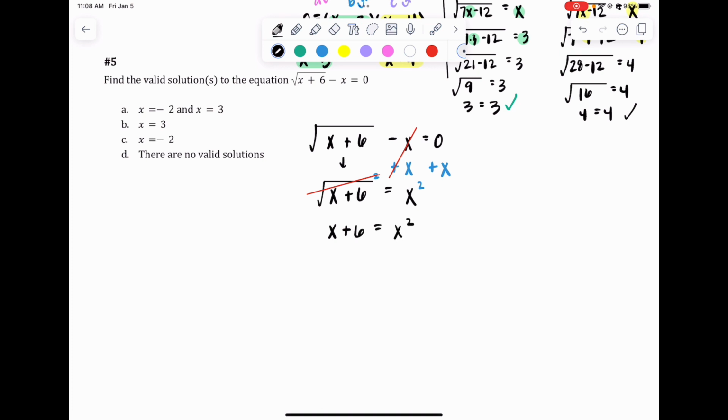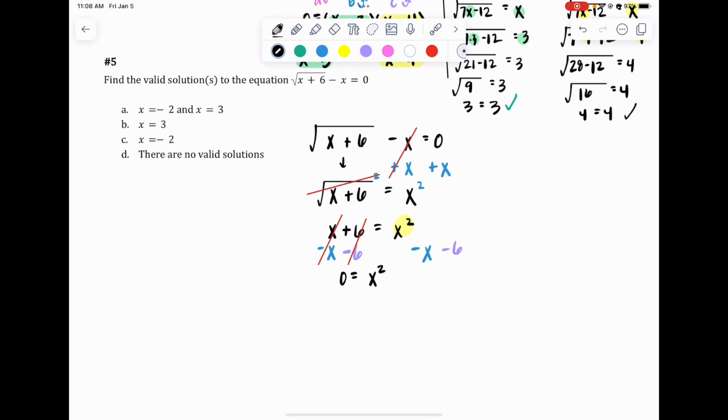And then same thing as the previous problem, now I have a quadratic, so I want to get it in standard form, which means everything on one side of the equal sign. I want that x squared to be positive, so I'm going to cancel out the x and the plus 6. So I'm going to cancel out the positive x by subtracting x from both sides. And then I'm going to cancel out the positive 6 by subtracting 6 from both sides. And these will cancel out and leave me with just 0 over here, which is what I want.